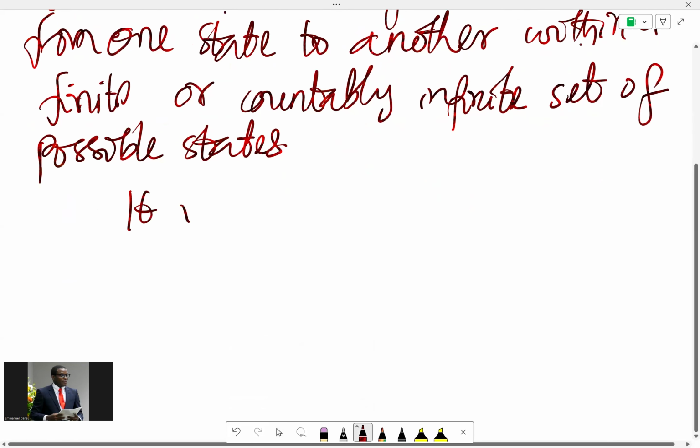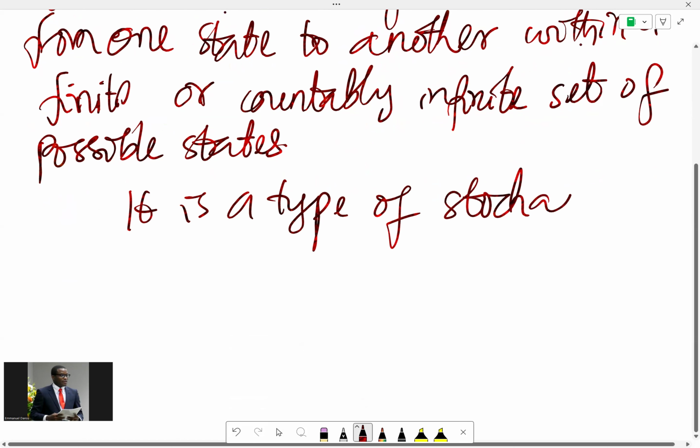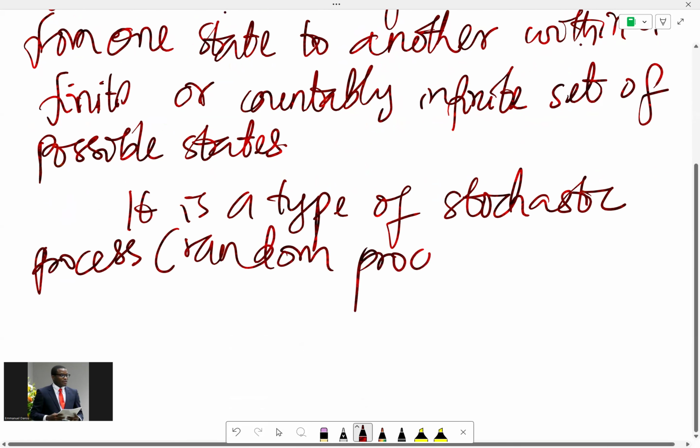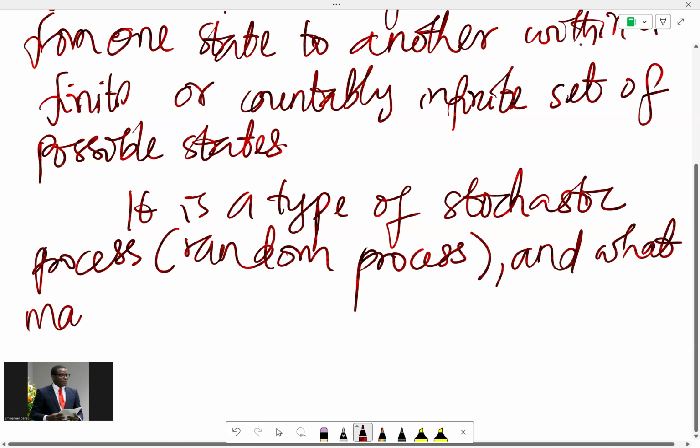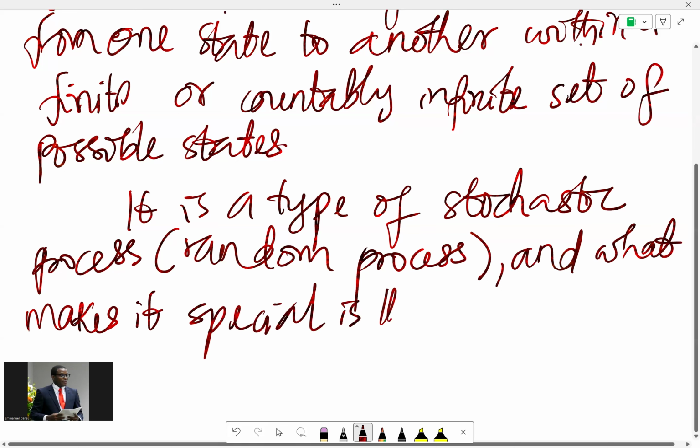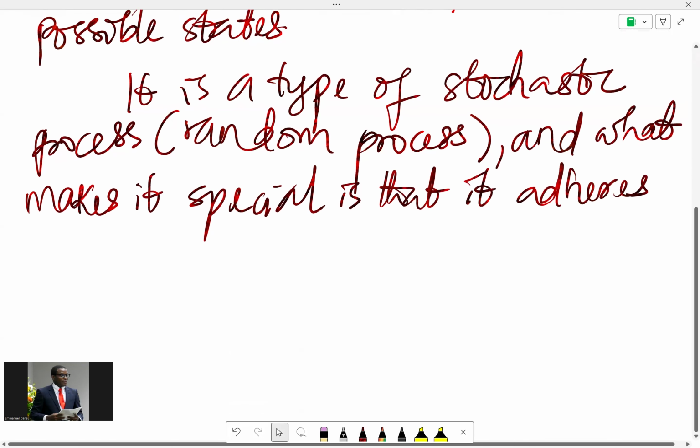It is a type of stochastic process. Of course, stochastic process means random process, or you can also say probabilistic process if you like. So it is a type of stochastic process or random process. And what makes it special is that it adheres to the Markov property.